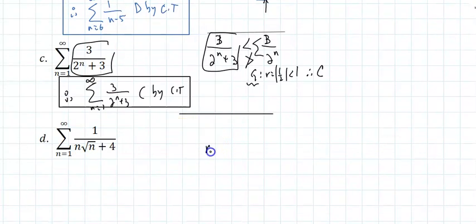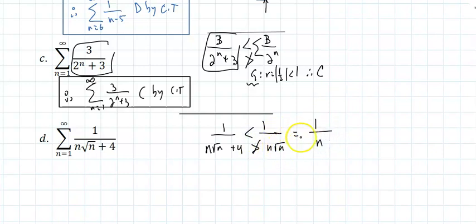I would take n radical n plus 4. I'll get rid of the 4. Always the number. That's how we start. This is definitely bigger than that, so 1 over n radical n will make this bigger. If I take n to the 1, n to the 1/2, you add the powers, that's 3/2.